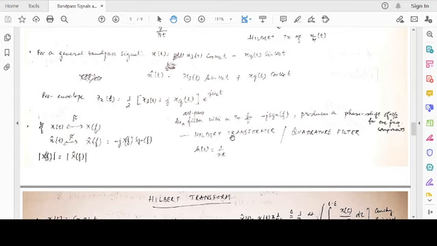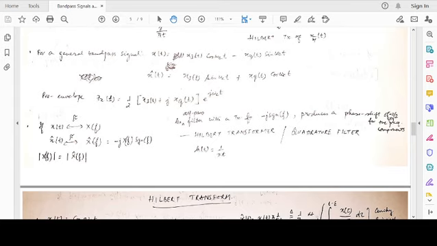An ideal Hilbert transformer is impractical. It cannot be realized in practice because its frequency response is an all pass filter, and the phase difference is ideally minus pi by 2 for the positive frequency components. It's an impossible thing to design. What can be done is an approximation.